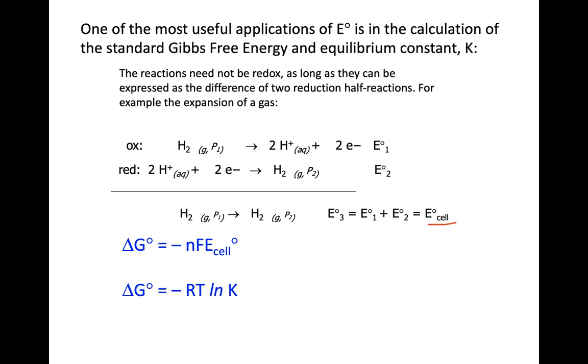Free energy changes are also related to the equilibrium constant K via this equation: the standard free energy change is just equal to negative R T ln K, where R is the gas constant, 8.314 joules per mole Kelvin, T is the temperature in Kelvin, and K is the equilibrium constant. If we set these two equal to each other, we get a relationship directly between the equilibrium constant K and our cell potential, E cell naught.